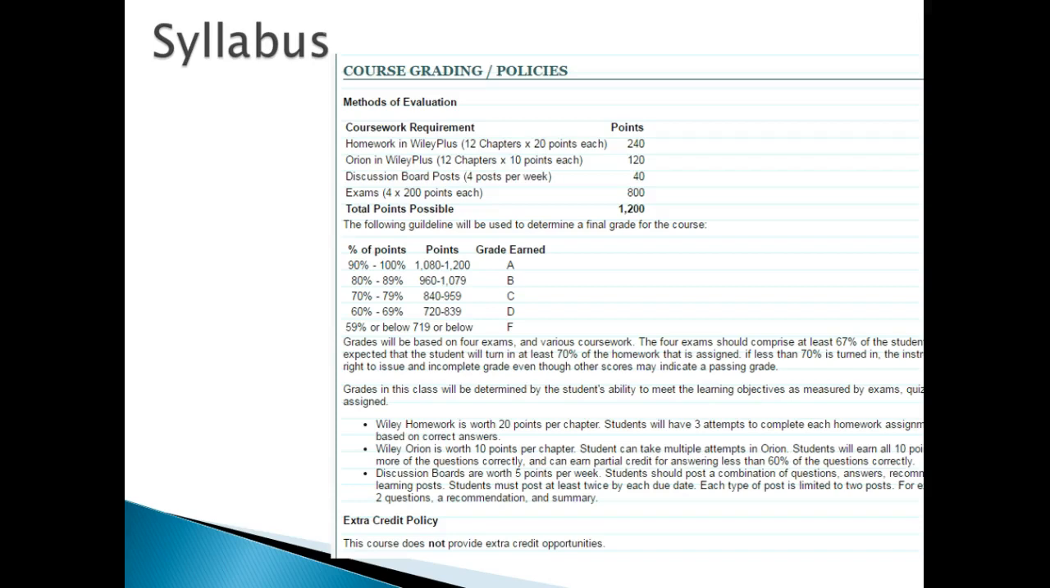WileyPLUS is an online kind of quizzing set. So you'll get one Orion set per chapter, not per week. Basically you'll take a quiz. It'll be 20 questions, and if you get 60% or higher on that quiz, you get full credit. If you don't, you can keep working until you reach 60%.